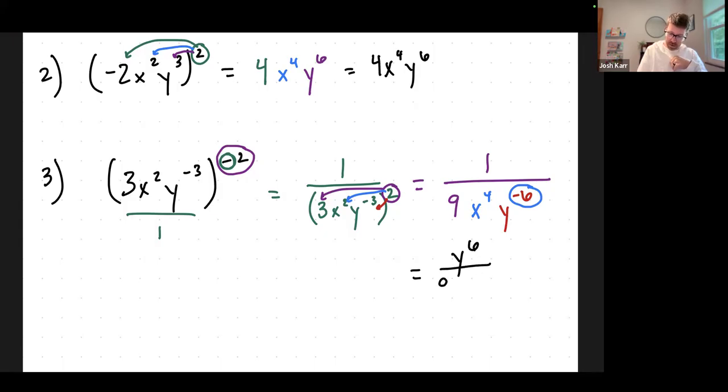This 9 does not have a negative exponent, so it can stay. The x to the 4th does not have a negative exponent, so it stays, okay? I did not need to write that 1 up top, right? It's just 1 times y to the 6th. So this is a good final answer.